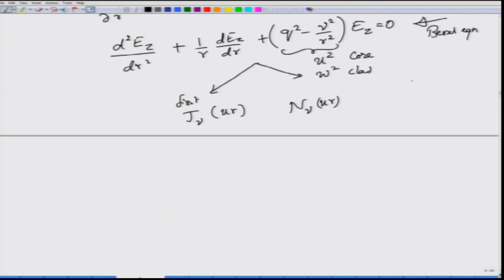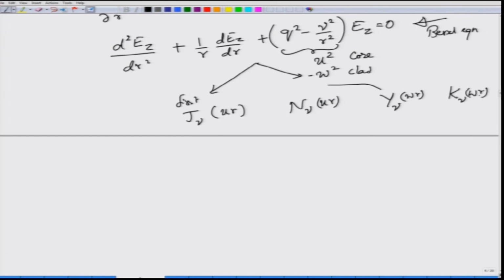In the cladding region I should define this as minus w square, because I am anticipating the result that the solutions have to decay. For the solutions to decay out inside the cladding, this argument q square minus nu square by r square should be negative, so that is given by negative w square. Because of that I get the solutions of the second kind. The second kind solutions are Y nu of wr and K nu of wr.